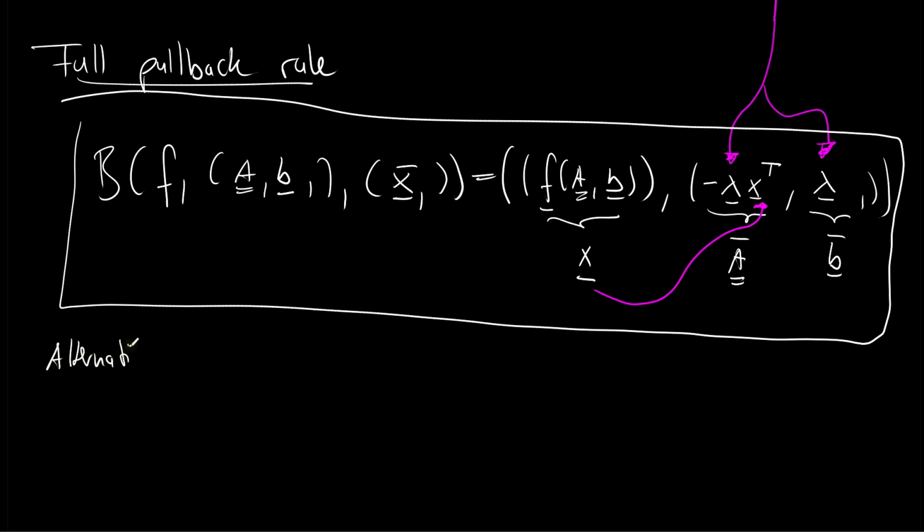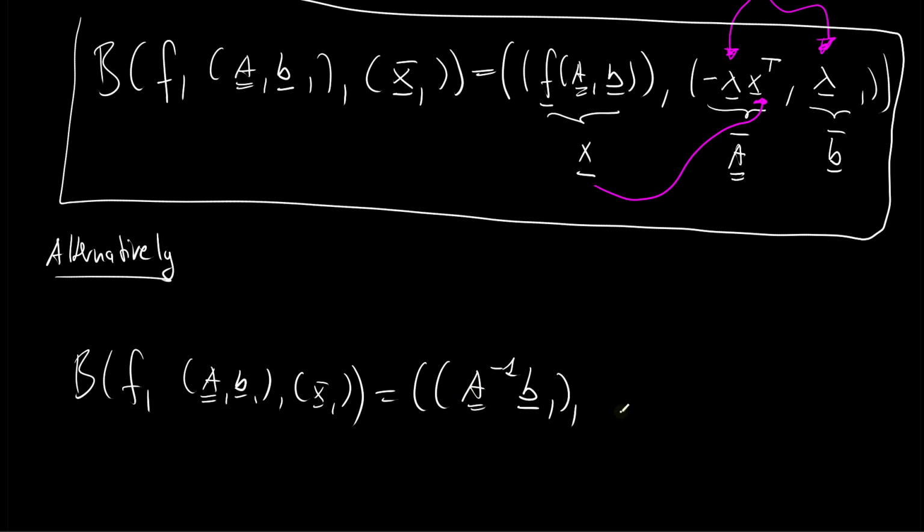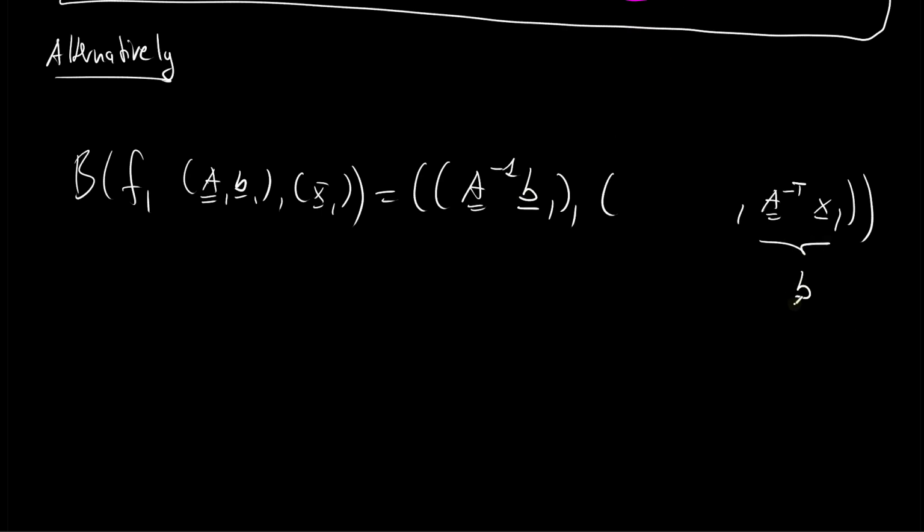So alternatively, we could also have the pullback on f with primal inputs a and b, as well as cotangent output x bar, given as the solution to the primal linear system. I'm using a hypothetical inverse matrix here. And then we backward propagate cotangent information by solving A to the minus transpose on x bar. So we will solve a linear system, but with the transpose matrix. And this one gives us b cotangent. Well, the previous one gave us the primal x. And then the cotangent on the matrix is minus b cotangent times x transpose.